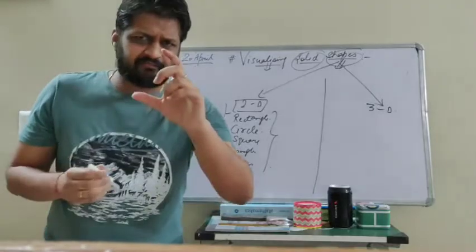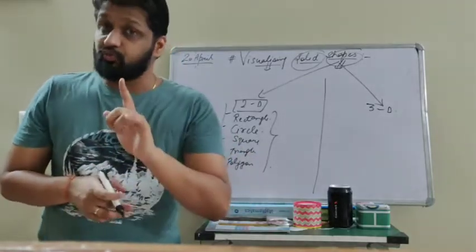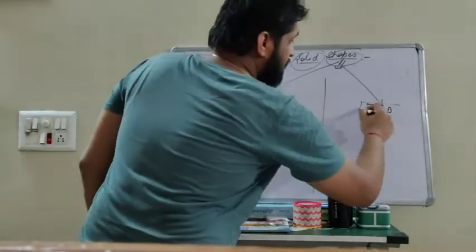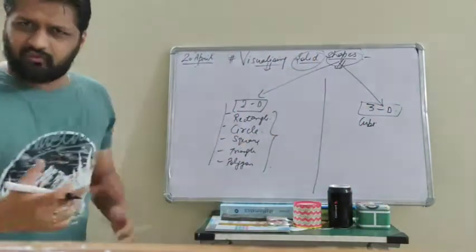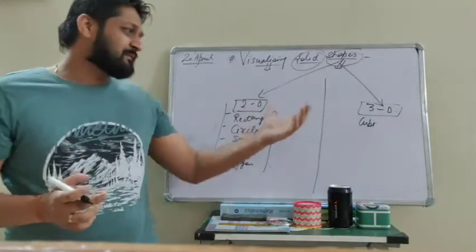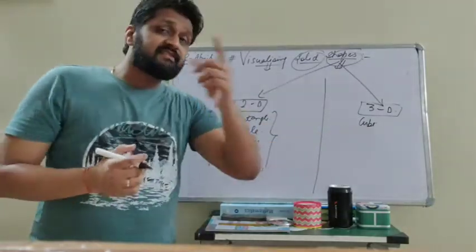Have you seen a dice? A dice is in the shape of a cube. Yes, a dice is in the shape of a cube. Everyone must have played Ludo in life. So we use the dice there, and the dice is in the shape of a cube.